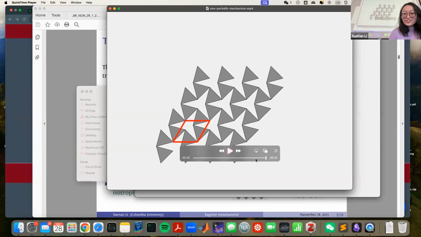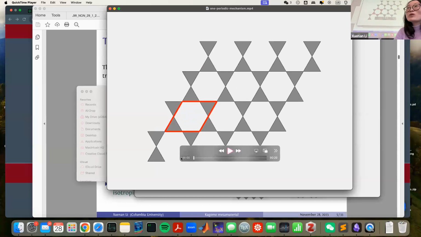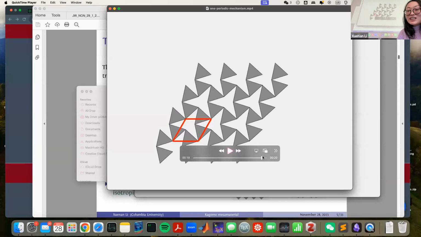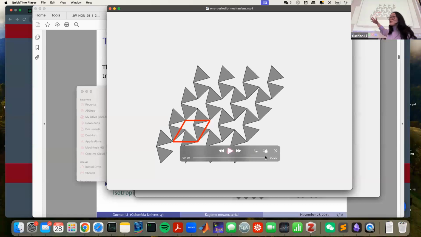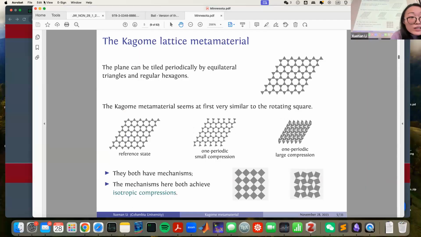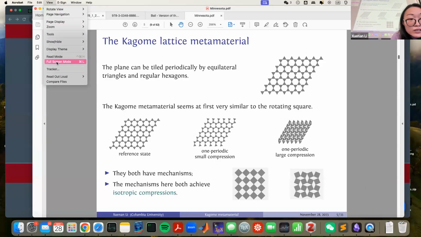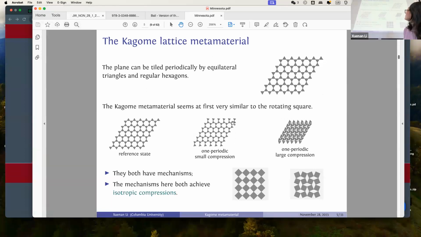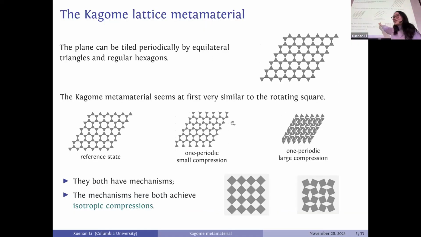Originally we have this one, and finally you can see the red box is shrinking, right? Actually, I can tell you this shrinking is also isotropic. If you shrink on one side by some amount, it's going to shrink on the other side by the same amount. So this one looks like just the rotating square lattice. It's just a different cutting, but it's still like rotating squares.